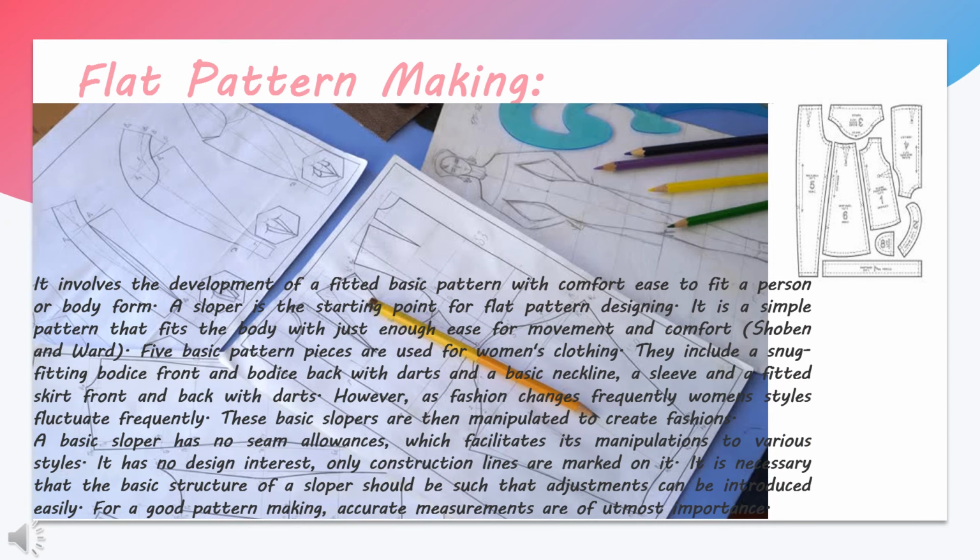The third method is flat pattern making. It involves the development of a fitted basic pattern with comfort ease to fit a person or body form. A sloper is the starting point for flat pattern designing. It is a simple pattern that fits the body with just enough ease for movement and comfort. Five basic pattern pieces are used for women's clothing. They include a fitted bodice front and back with a dart and basic neckline, a sleeve, and a fitted skirt front and back with a dart.